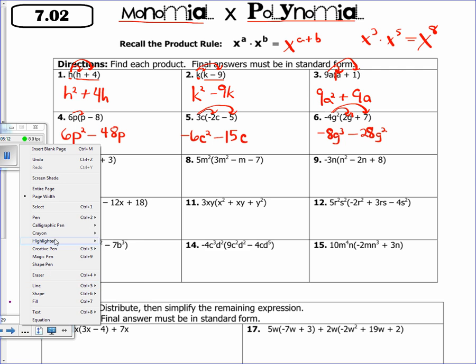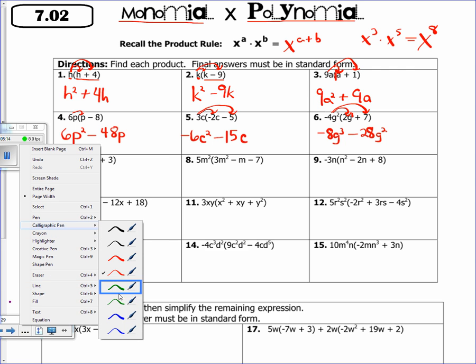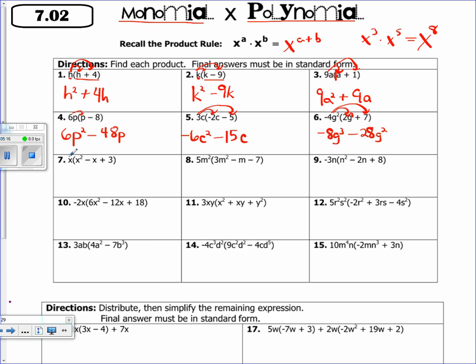Let's change up the color here. Let's go green. All right, now we're distributing an x to the first power. So that means all the x's are going to increase by 1 power. The coefficient is 1, so none of the numbers are going to change. So that's just going to be x cubed minus x squared plus 3x.